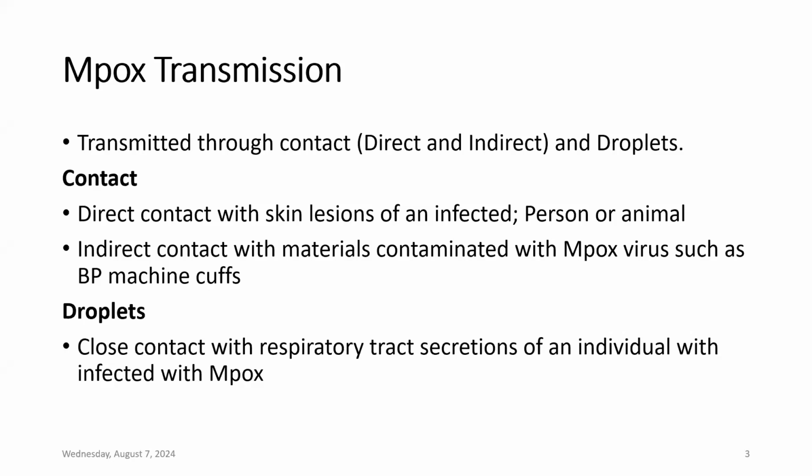Direct contact basically is direct contact with skin lesions of an infected person or animal. Then indirect contact is with materials contaminated with the Mpox virus, such as BP machine cuffs. Then we move to droplets, where we're talking about close contact with the respiratory tract secretions of an individual infected with Mpox. So basically, the droplet is a long period of contact with the respiratory tract secretion.